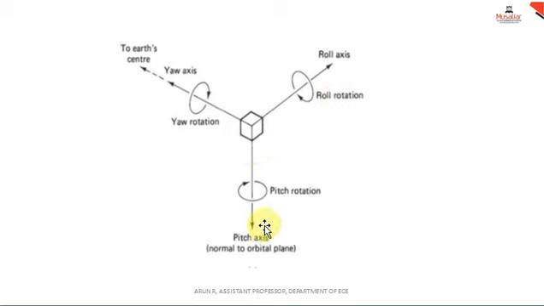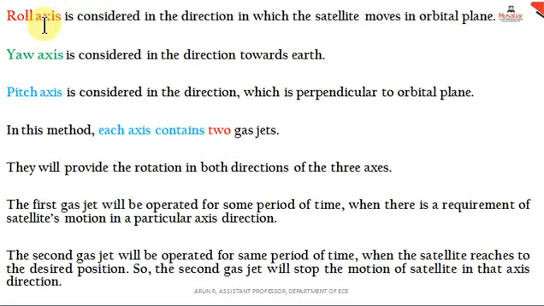The roll axis is considered in the direction in which the satellite moves in the orbital plane, whereas the yaw axis is considered in the direction towards the Earth. And finally, the pitch axis is considered in the direction which is perpendicular, or normal, to the orbital plane.